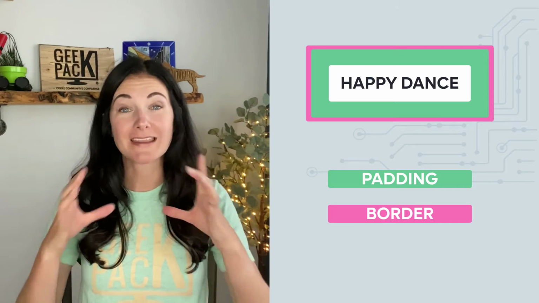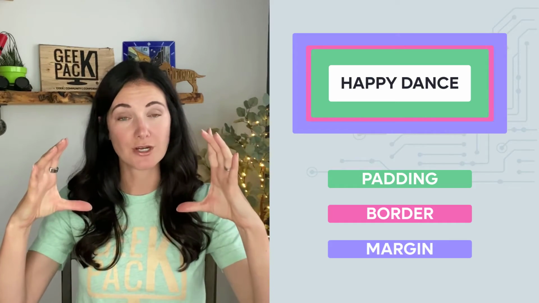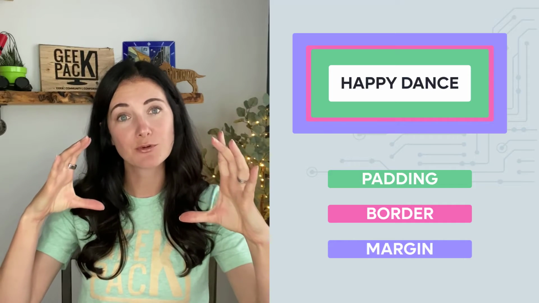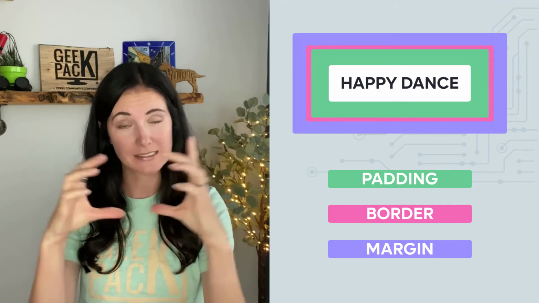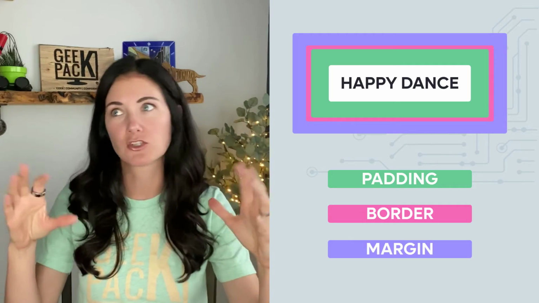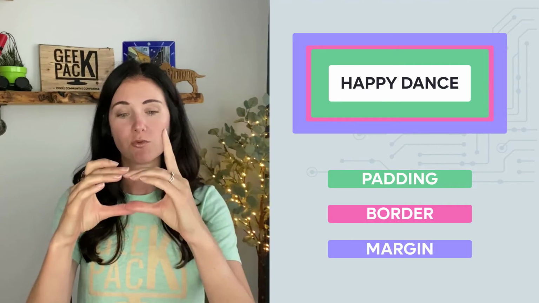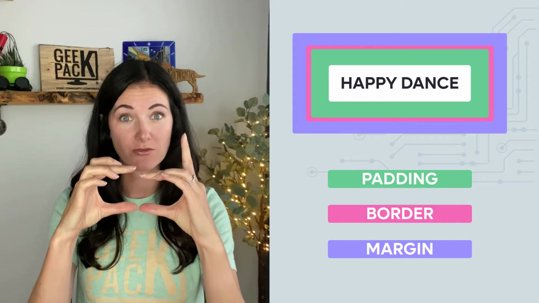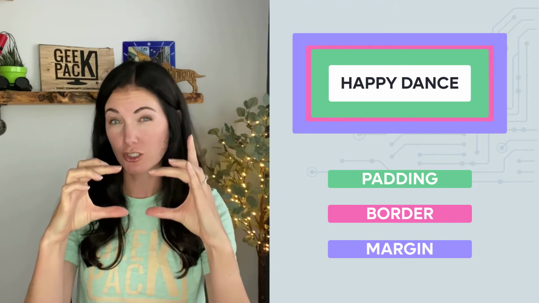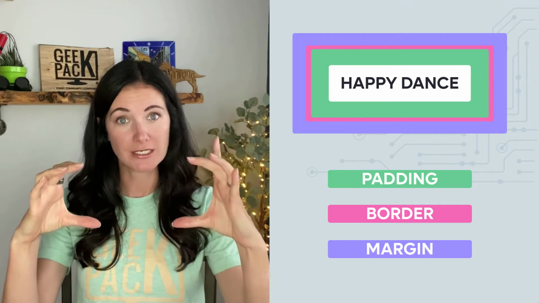Now for the margin, that is outside the border, and that is also transparent, and it provides space in between the bit of content, so happy dance, and anything that's around it or next to it or on top of it or below it. So we have our content that says happy dance, we have the padding just around the content, we have our border just around that, and then our margin is outside of the border. All right, let's see it in action.